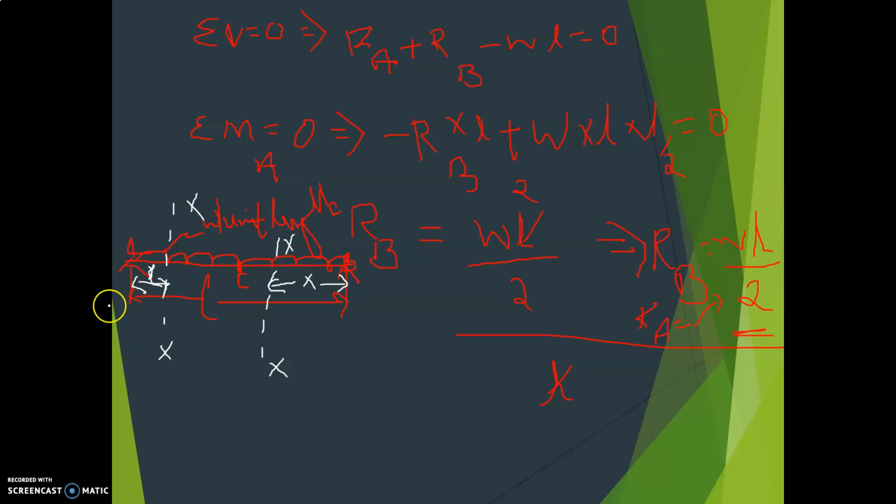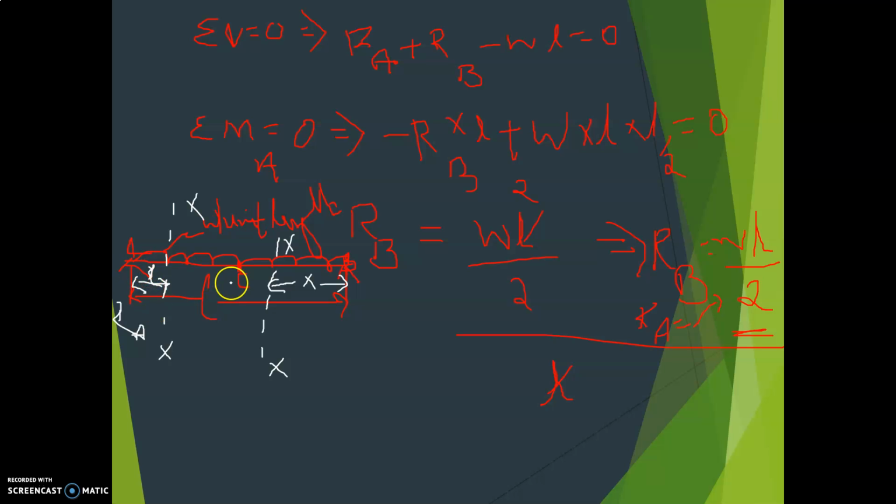What is that now? Here reaction is there, RA. So RA into X, this is upward, left side upward, plus RA into X minus, here W is there, but you have to consider only this distance, W into X. Okay, RA into X minus W into X. Why minus? Because left side downward is negative. So if you consider from this side, RA into X minus W into X. Any side you can consider.